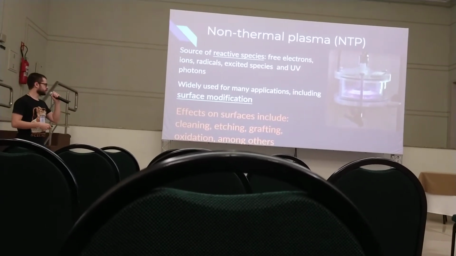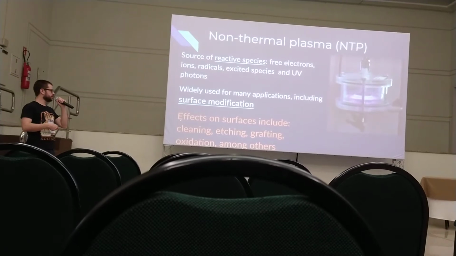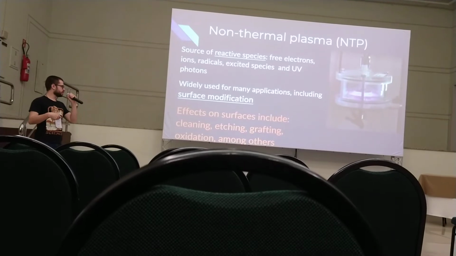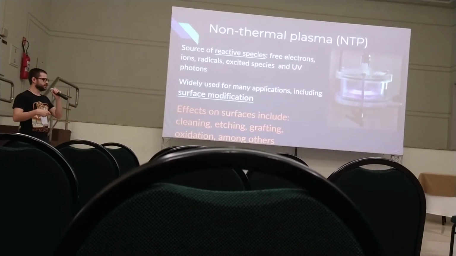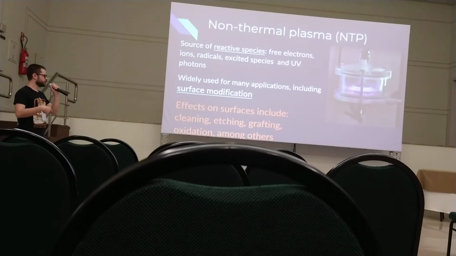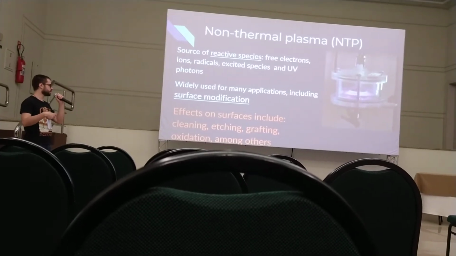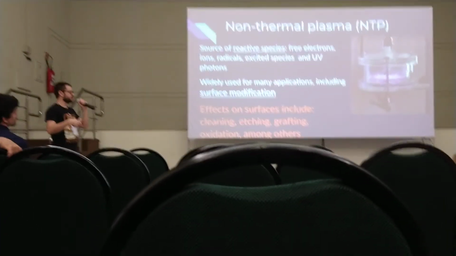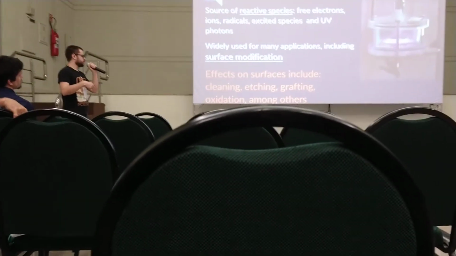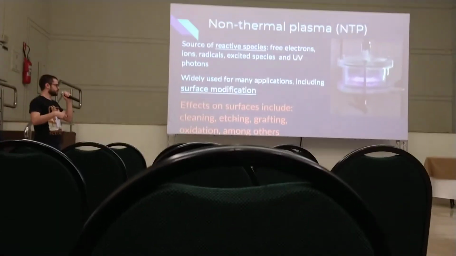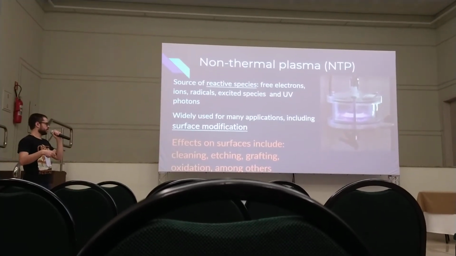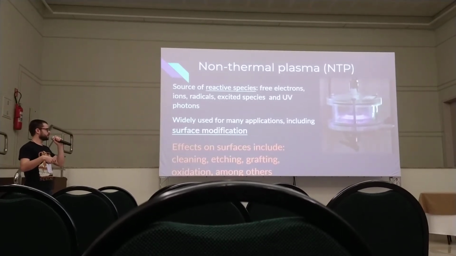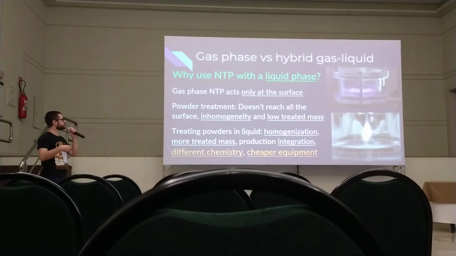And some effects on the surfaces include cleaning, in which you remove some contamination that is present in the air from the surface. After that occurs etching, in which you remove material from the surface via impacts. And depending on the gas you use to produce your plasma, the atoms in the gas can bond to the surface, which is known as functionalization. And if you have oxygen, you can oxidize the surface, among many other effects.